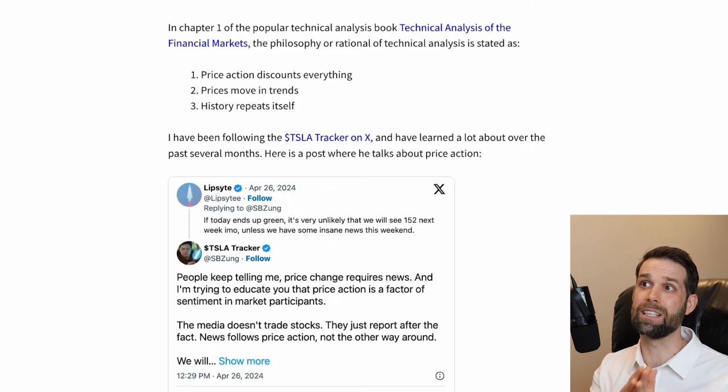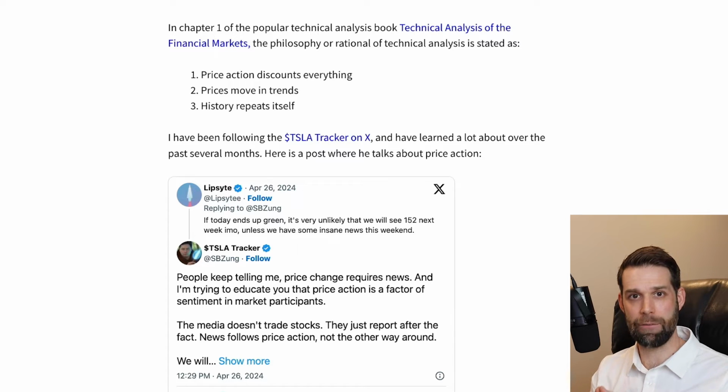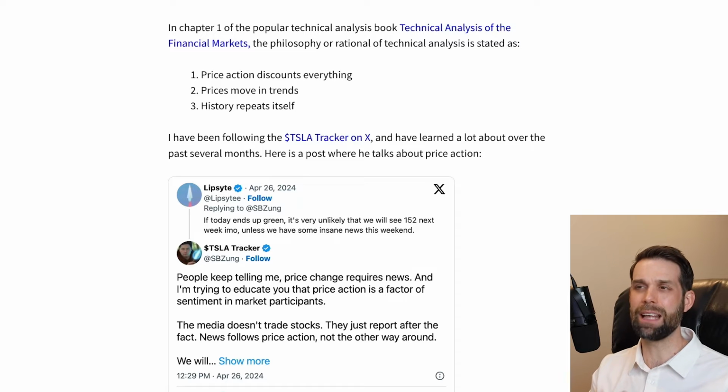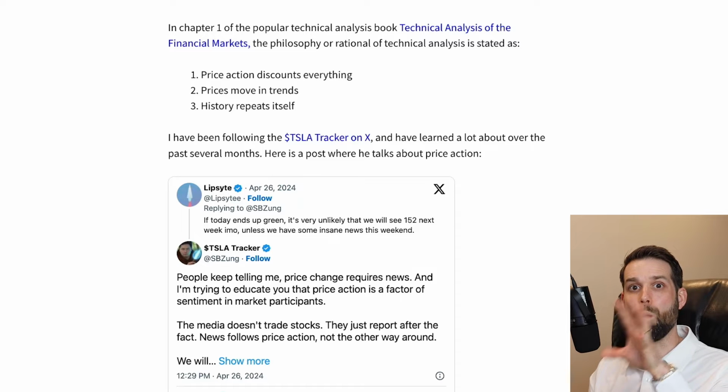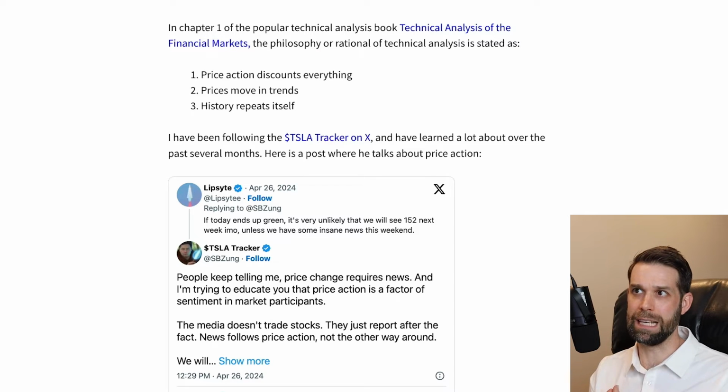The first one there is price action discounts everything. And we're going to talk more about that. Prices move in trends, and history repeats itself. So that's the rationale or the philosophy of technical analysis. And those 3 points seem to come up a lot when you're running through the various ways to do technical analysis. When you're using your toolkit, a lot of what you're doing comes back to these 3 points.